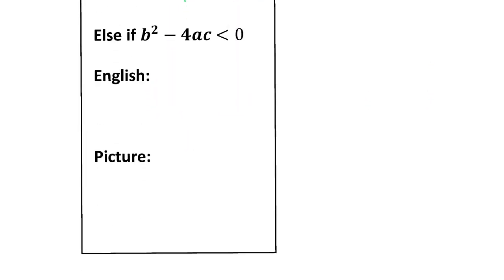Now, imagine if we have b squared minus 4ac being less than 0. This is what's actually happening. In English, this is what we're saying.